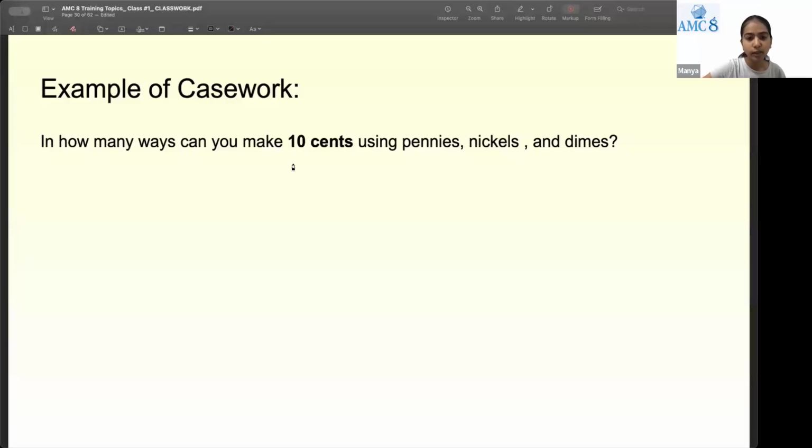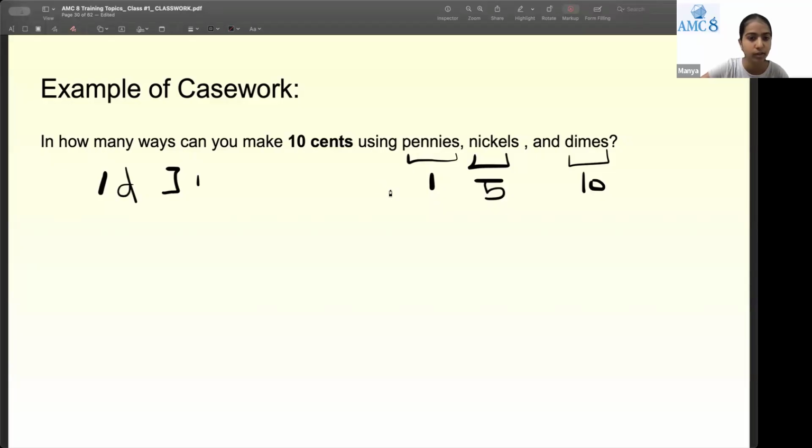So, suppose that you have just dimes. We know that dimes are worth 10 cents, nickels are worth 5 cents, and pennies are worth 1 cent. In how many ways can you make 10 cents? With just dimes, you could just use 1 dime, so 1D. And this is one way.